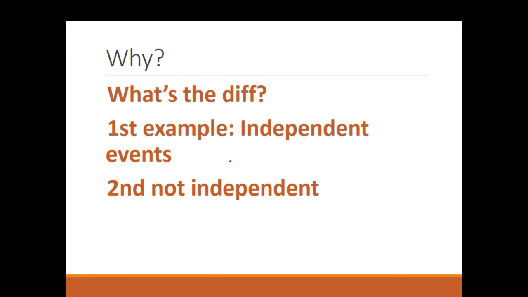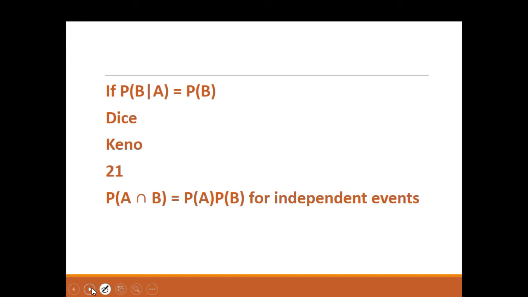What's the difference between the 2 examples? Well, the first time they're independent events and the second time they're not. So if they're independent events, it's really easy. We don't care about the given A part, but the second time when they're not independent events, we care. So if the probability of A given B equals the probability of B, then those are independent events.